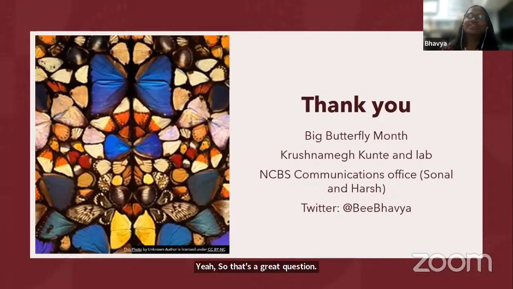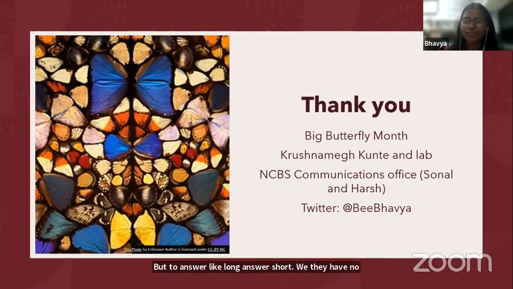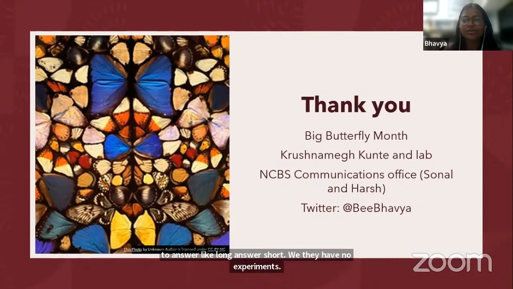Yeah, that's a great question. The interesting thing is that experiments with that kind of behavior, mate choice, have not been done. That's something I think more people should be focusing on, trying to understand how these cross-species interactions really work. But to answer, long answer short, there are no experiments. We don't know how that really happens. Species recognition and mate choice together have not really been looked at.